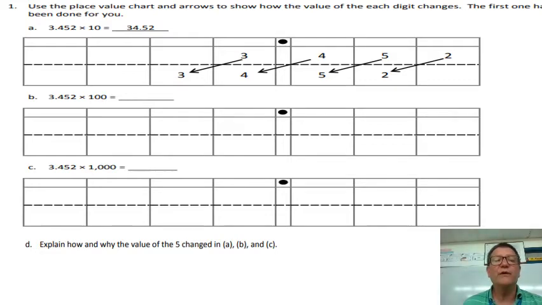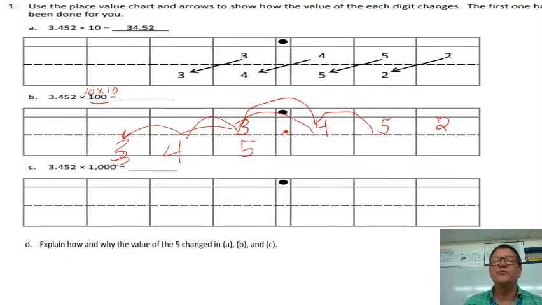Now let's take a look at B, and let me get my pen. First thing I'm going to do is write my number in. It's 3 and 452 thousandths. Now this one says it's multiplied by 100. So 100 is actually 10 times 10, so each digit will move 2 place values. The 3 here in the ones is going to move 1, 2. The 4 is going to move 1, 2. The 5 will move 1, 2. And the 2 will move 1, 2. So we can see now that our answer would be 345 and 2/10.